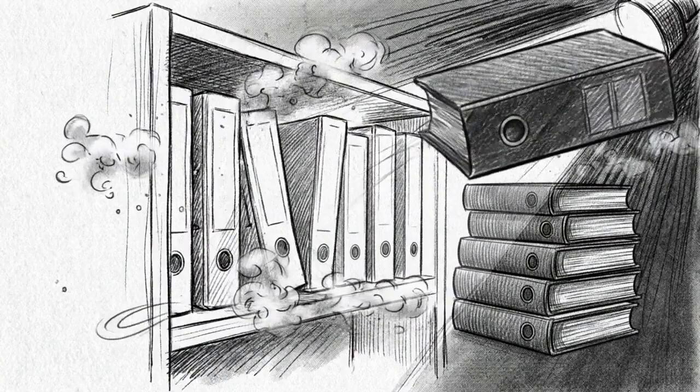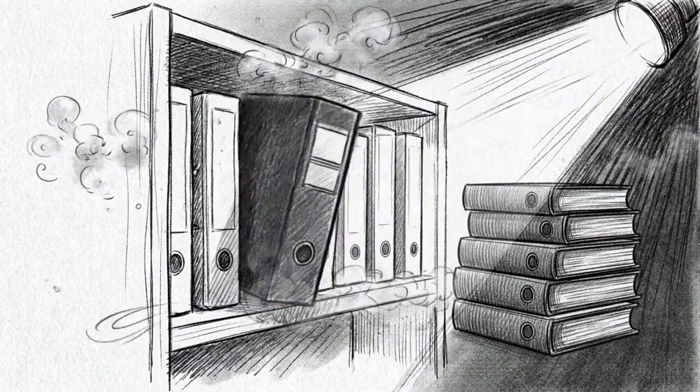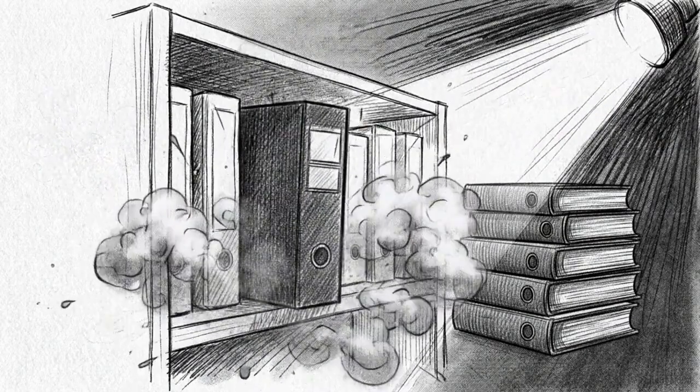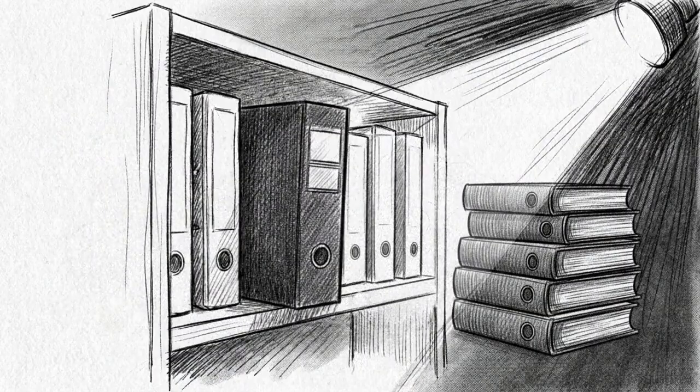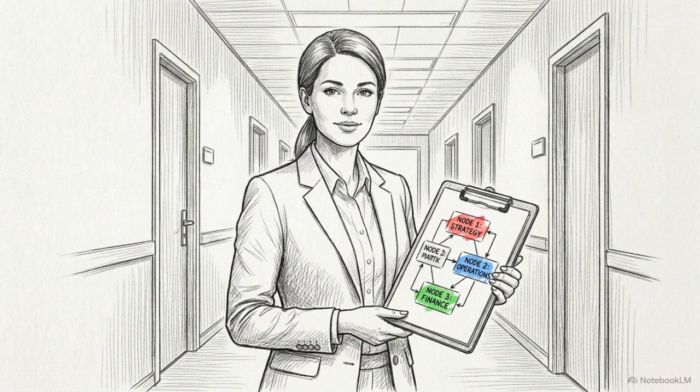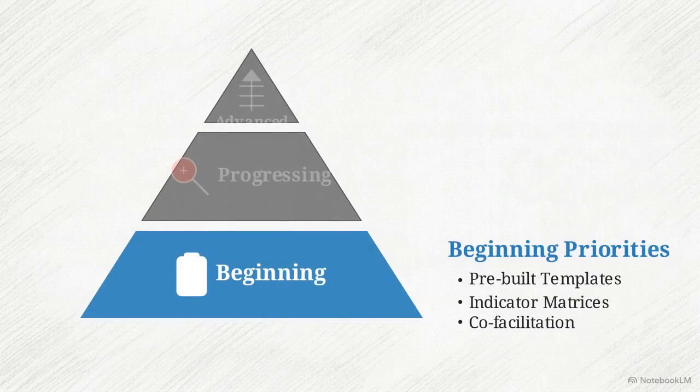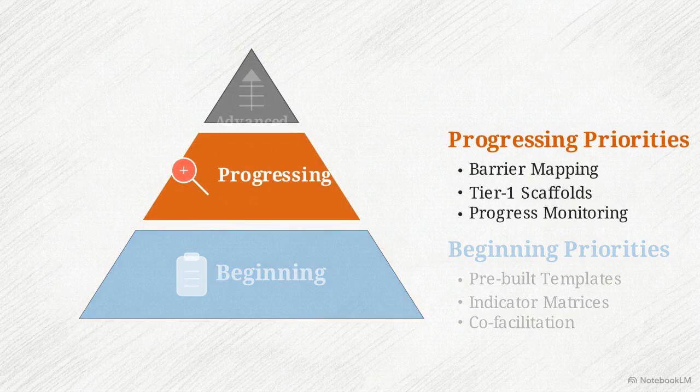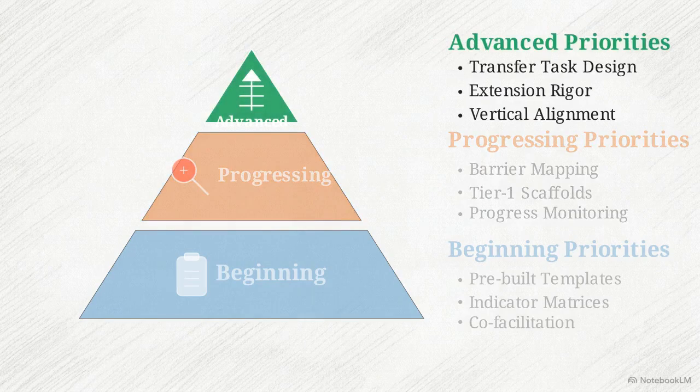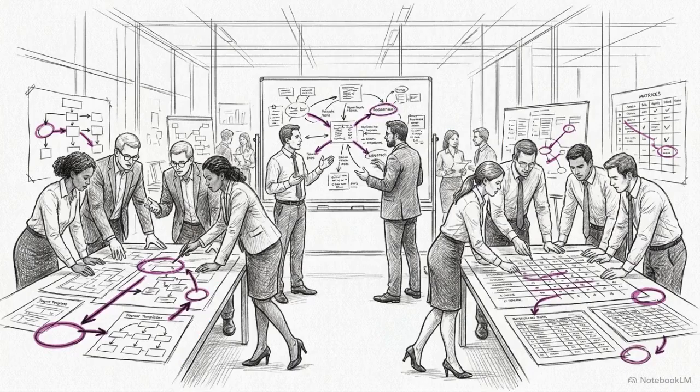Documenting these intervention and extension cycles within the FCT meetings is what allows the system to remain effective long after the initial rollout concludes. To sustain this, leadership must adapt their coaching to each team's maturity level. Beginning teams require direct support with pre-built templates and co-facilitation. Progressing teams focus on diagnostic skills like barrier mapping and Tier 1 scaffold selection. Advanced teams move toward vertical alignment and complex transfer task design for extension. By meeting teams at their actual level of readiness, leaders can provide the specific support needed for continuous growth.